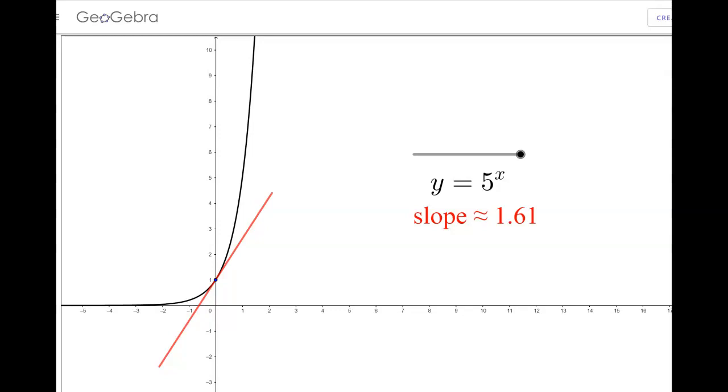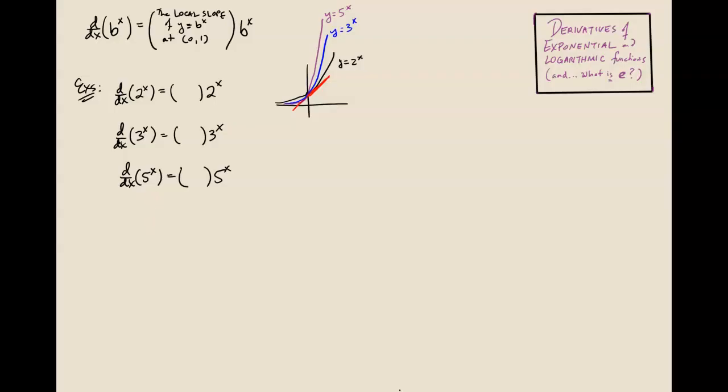So if I go back to our work before, I could fill that value in. The derivative of 5 to the x is going to be approximately 1.61 times 5 to the x. Now, it's an approximation because I'm just reading something off of a graph, but this gives us a sense of what's going on. Now we could do the same thing for 3 to the x and 2 to the x, which I'll do now.